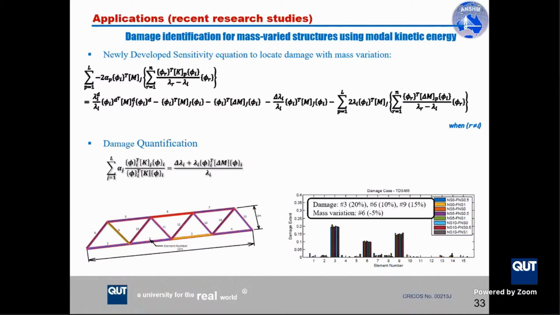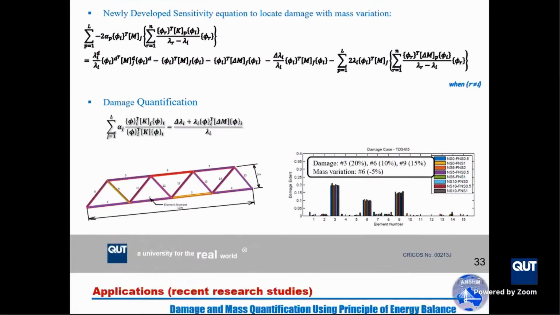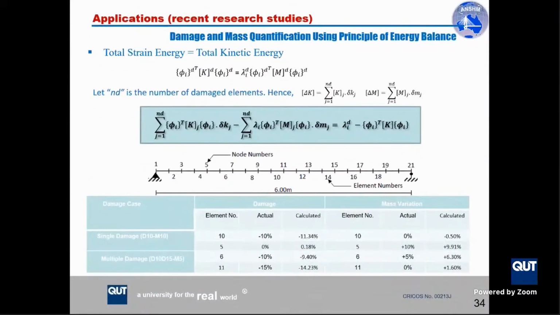And you can see here, the damage can be well identified. We have a scenario with 3 damage locations, and it can be well identified if we know the amount of mass variation. All right. So still, this method has the limitation that we need to know the mass variation before doing the damage detection. So we improve the methods.